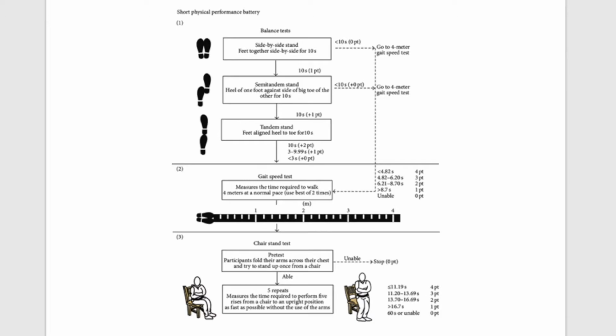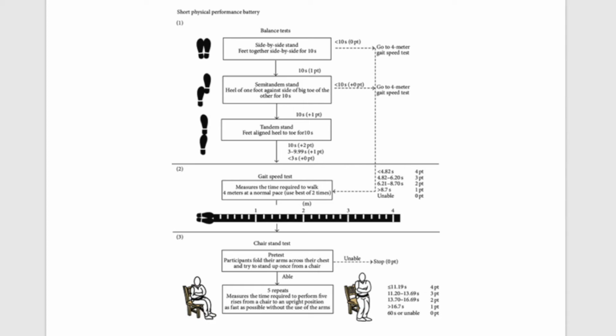When it comes to the gait speed test, the score depends on the time needed to finish the test. Less than 4.82 seconds will give the patient a maximum of 4 points. If he or she needs 4.82 to 6.2 seconds to end the test, 3 points may be given. If he or she needs 6.21 to 8.7 seconds, 2 points are given, and when the patient completes the test in more than 8.7 seconds, only 1 point is given. However, patients who are unable to perform the test won't be given any points.